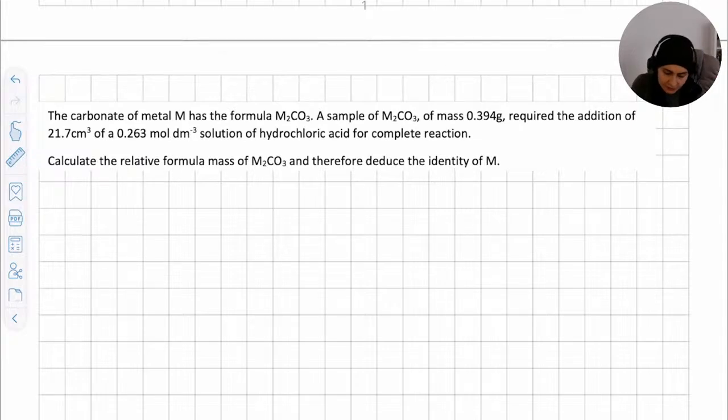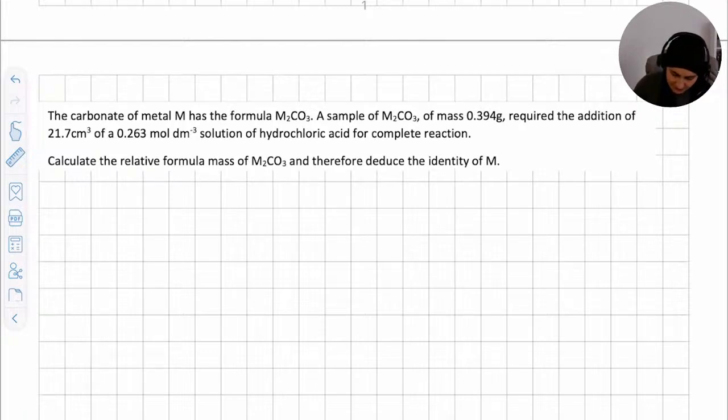Calculate the relative formula mass of M2CO3 and therefore deduce the identity of M. Right, so let's do this one. What's happening here is, I could draw it out. Usually even when I'm solving questions, I try to draw it out, though I'm not sure you have to. I'll just draw it out to approximately understand what's happening, what is added where. So let's do it.